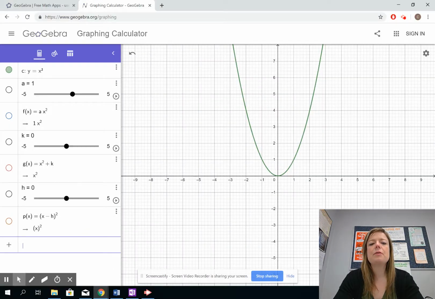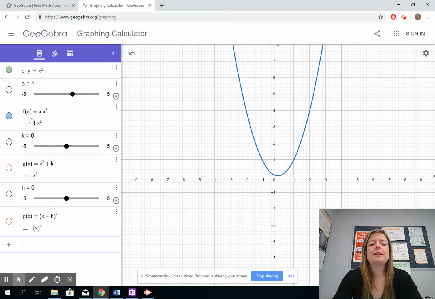But just to go over what happens. First, there can be a values. So a values are when you have something multiplying the x squared. You can say right now that a is 1. So we just have 1x squared, which is the exact same thing. 1x squared is the same thing as x squared.